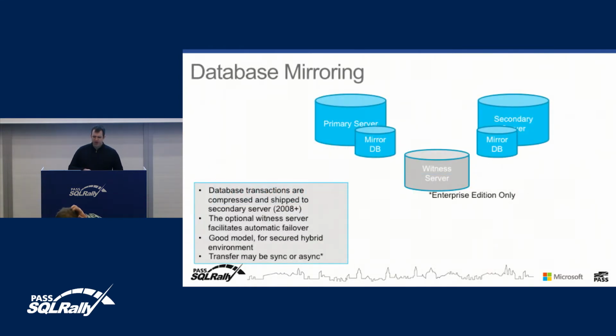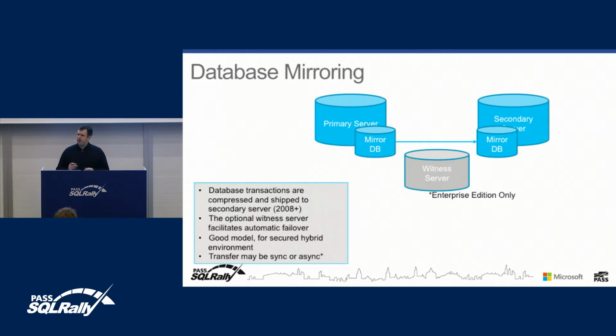So, database mirroring. This is a feature that was introduced to SQL Server in 2005 Service Pack 1. It's somewhat similar to log shipping. It's just a little more automated and efficient. Database transactions take place, and they're compressed and sent to a secondary server. In this case, this would be without a witness server.